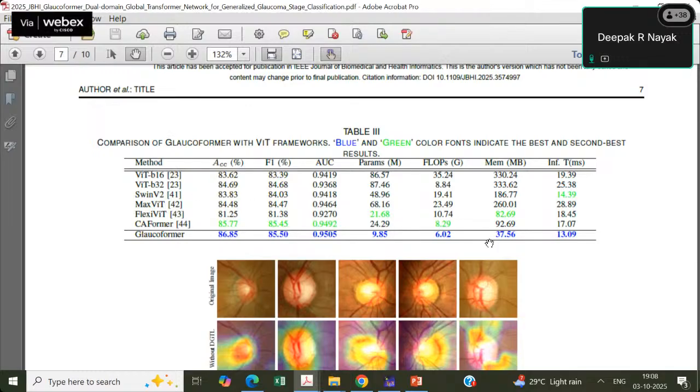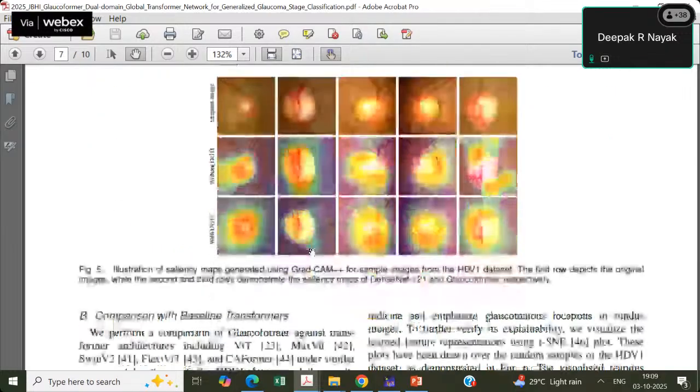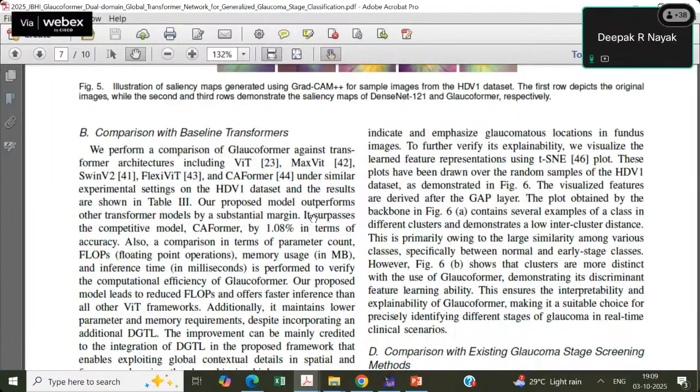Here, the blue color indicates the best results, and the green color indicates the second best results, right? You can see over here, our method is outperforming even Vision Transformer based architectures. So that is one of the benefits we have.